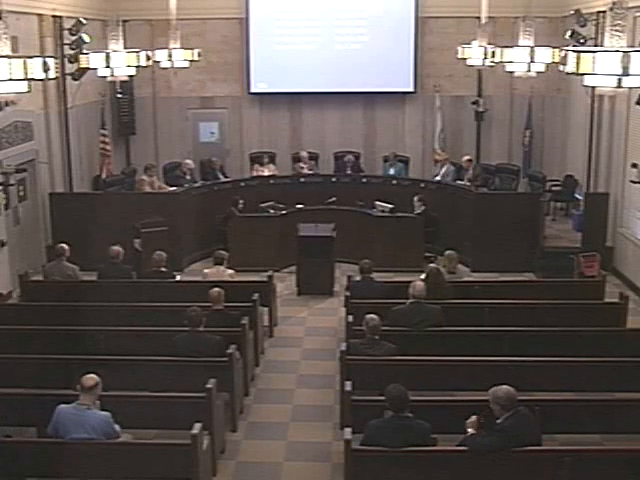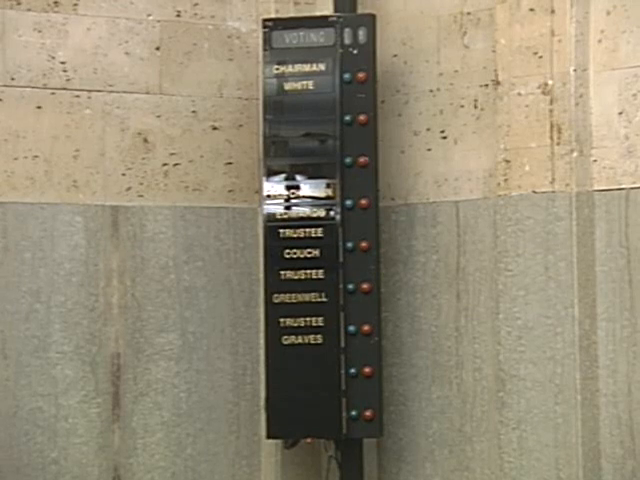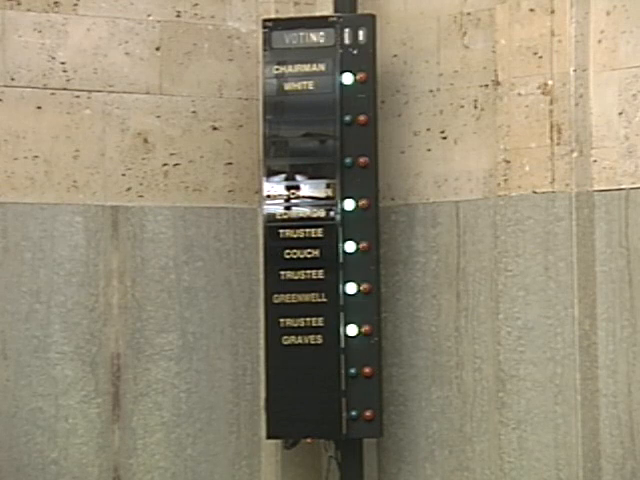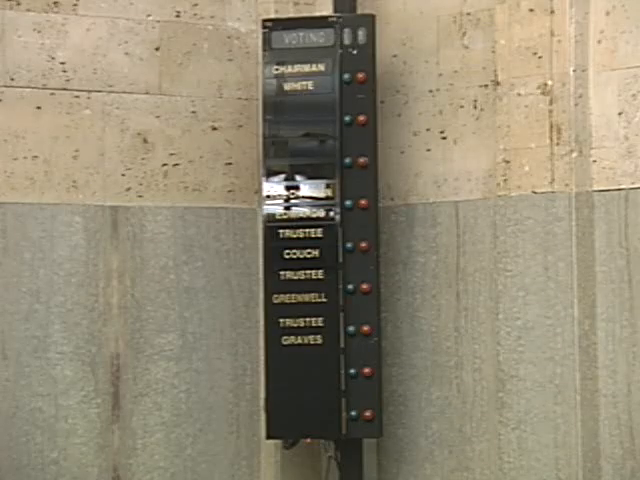Move approval. Motion and a second to approve Item 6C. Voting, please. Item D, we do not need executive session, as I understand. Move to strike. Second. Motion and a second to strike D. Voting, please. D is stricken.